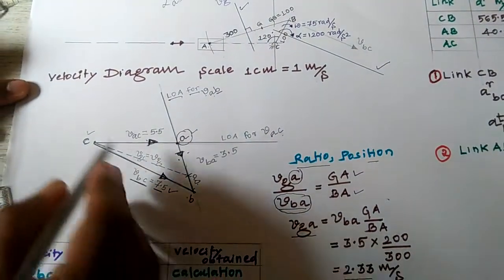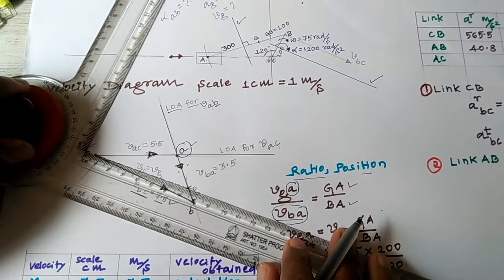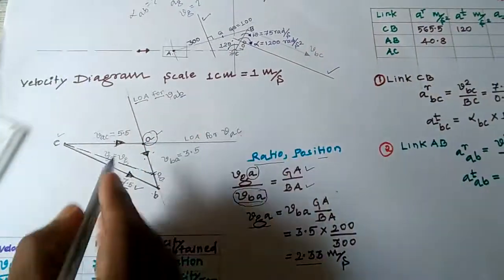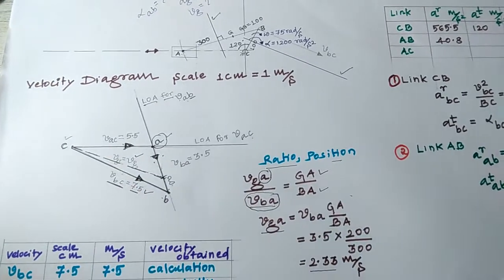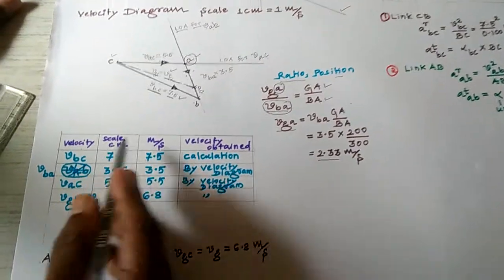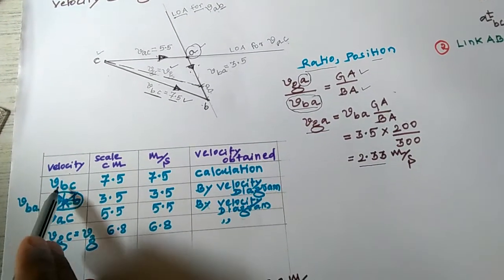Then you have to join this one using a dotted line. You get the position, you have to draw this dotted line. From this you will get the velocity of G. I have written here a table of the things, the velocity scale in meters per second, that is the velocity obtained.